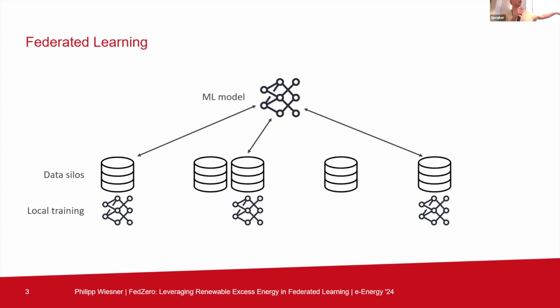Because on the one hand, we have this location scale. So a globally distributed training could be distributed across many regions. But also we have iterative training over time. So we can decide when and where to compute.